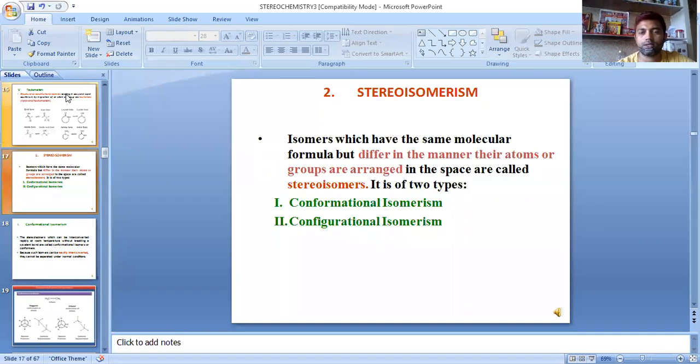We had discussed yesterday about stereoisomers. There are two types of stereoisomers: conformational isomers and configurational isomers.